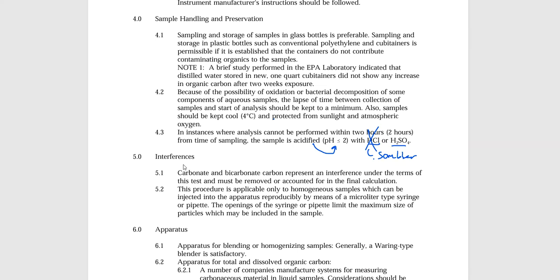Also, 4.2 up above, it says, because of the possibility of oxidation, of bacterial decomposition of some components in the aqueous samples, ooh, listen to me, I'm so smart, the lapse of time between collection of samples and start of analysis should be kept to a minimum. Also, samples should be kept cool, 4 degrees Celsius, and protected from sunlight and atmospheric oxygen.